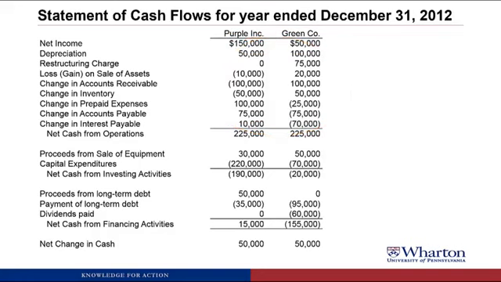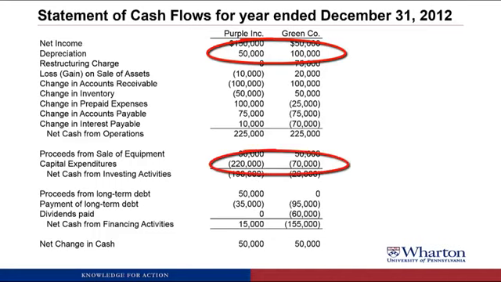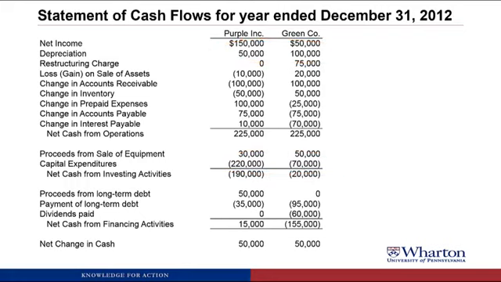The first big difference is depreciation. Green has much more depreciation than Purple. Now, one way that we can try to understand what this means is to compare depreciation and capital expenditures. If you think of depreciation as using up old equipment, whereas capital expenditures is buying new equipment, it's an interesting comparison to look at the relative magnitudes.